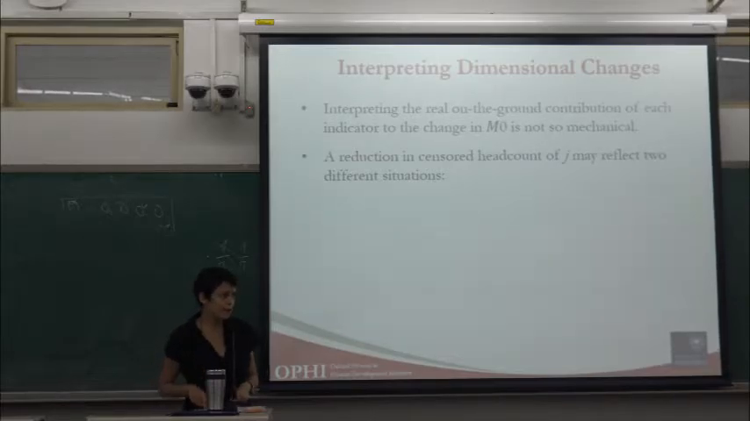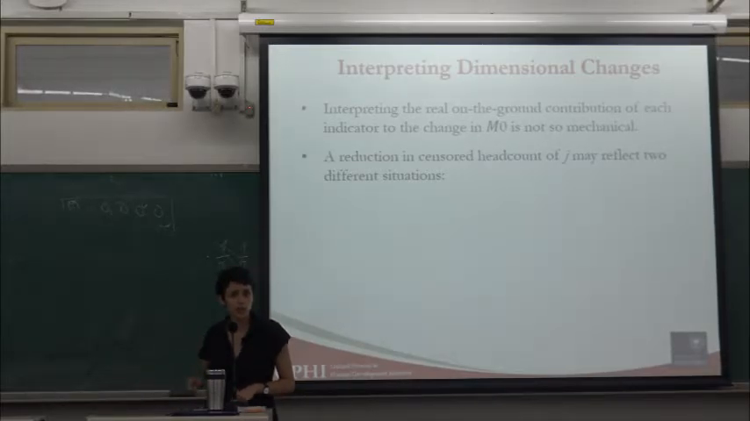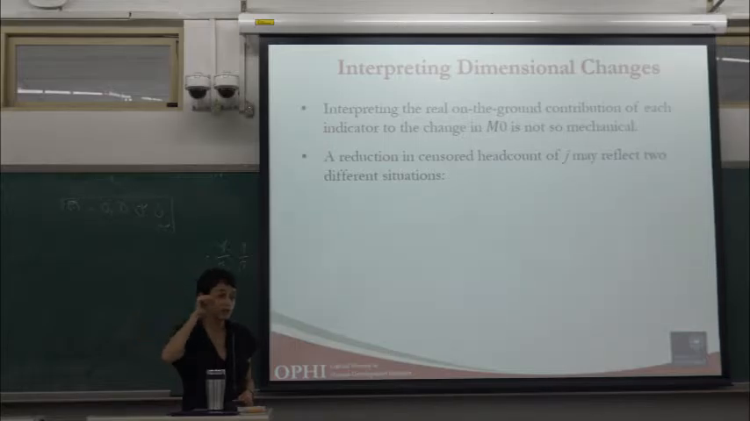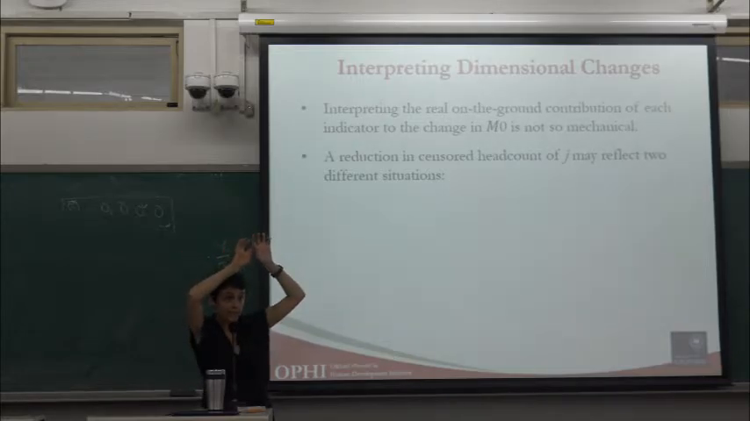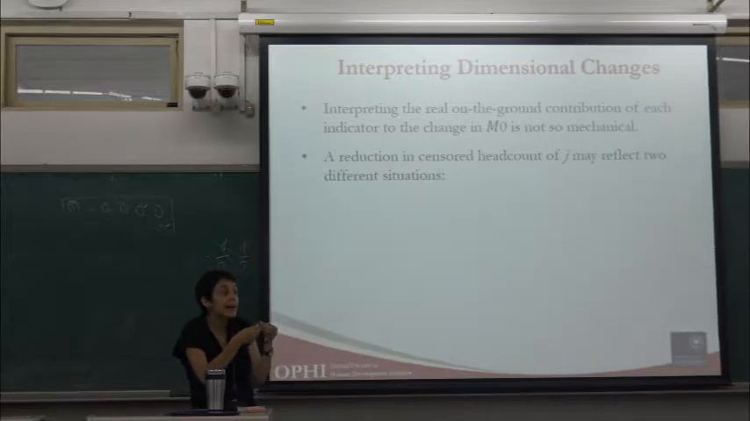It might be that the government actually invested in education, and people got out of poverty, but the people who got out of poverty are still deprived in nutrition. The censored head count would not capture that, because now they are non-poor. As they reduced poverty, the censored head count went down, but they are actually still deprived in nutrition.